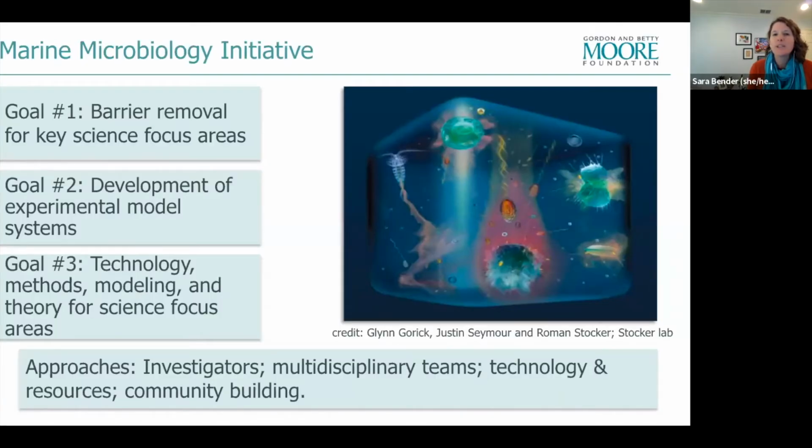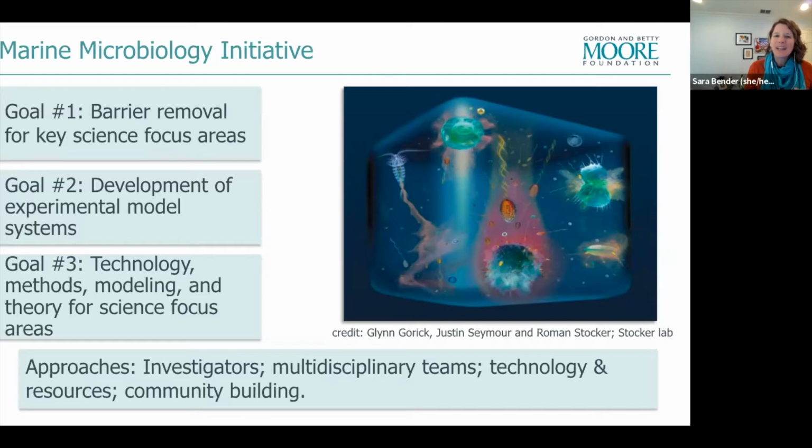Okay, perfect. So as part of the Foundation's 15-year Marine Microbiology Initiative, where we invested $250 million in microbial oceanography activities, we targeted these 3 general goals shown here, aiming to remove barriers for our key science focus areas. These included what microbes were in the ocean and what they were doing. Our initiative started in the early 2000s, and so at that point in time, you may recall, we were really kind of at the beginning of ocean sequencing efforts. Our approach is our second goal, development of experimental model systems to study these microbes.